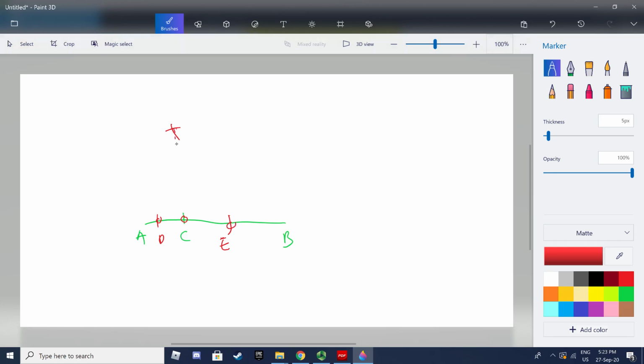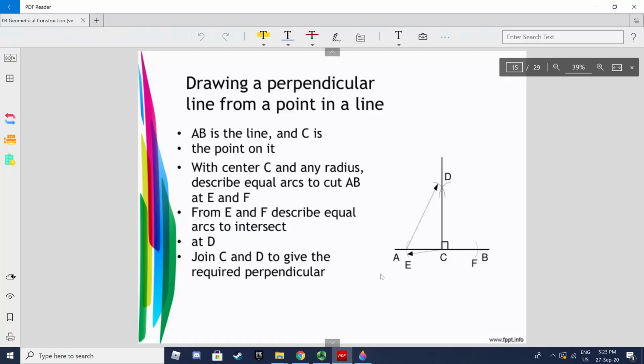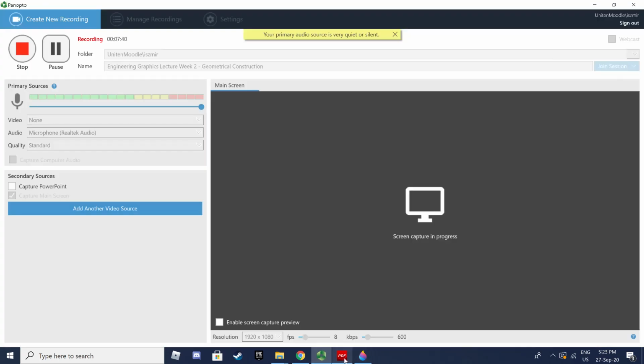And this will be the perpendicular line on top of C. So make sure that the step is you need to mark here from point C, this one, and this point, then you connect them, so that you can get the perpendicular line on top of C. So the next one.